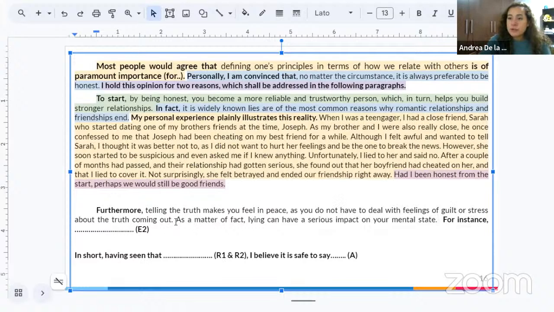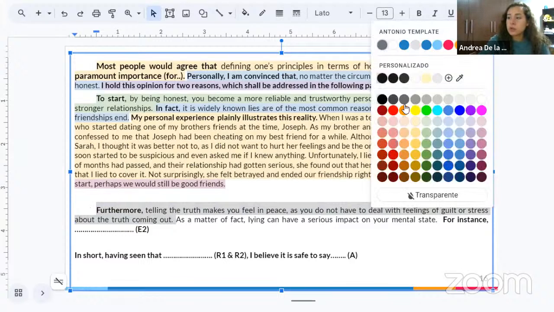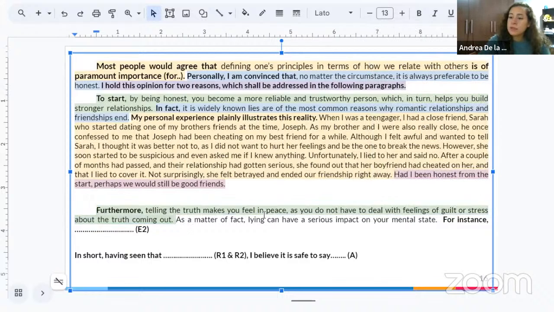So that is the first and second element. Those are the first and second elements, right? We have the reason first. Telling the truth makes you feel in peace, as you don't have to deal with feelings of guilt or stress about the truth coming out. And we have the explanation. As a matter of fact, lying can have a serious impact on your mental state.